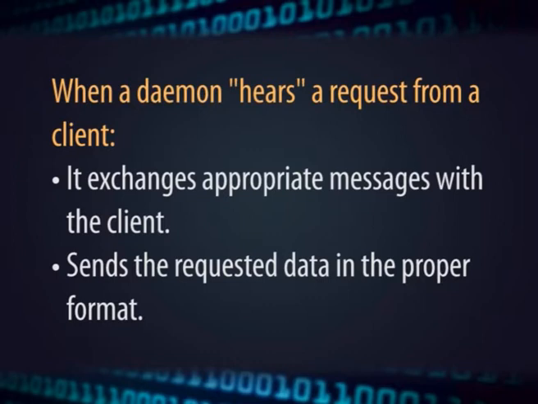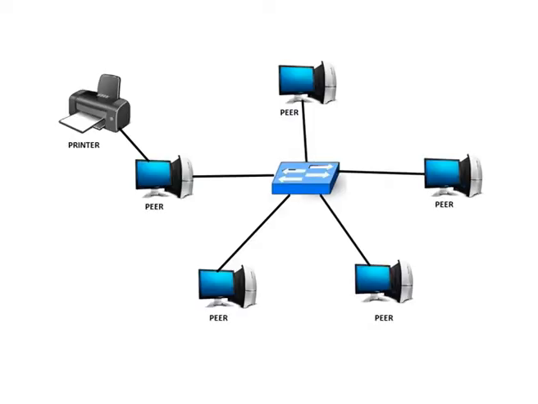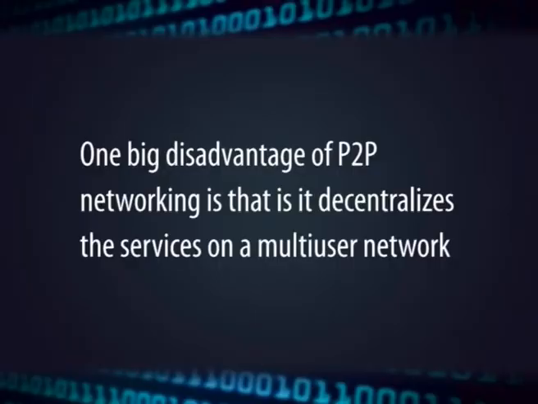in the proper format. Peer-to-peer architecture. Two or more computers are connected via a network and can share resources such as printers and files without having a dedicated server. End devices, or peers, can function as either a server or client depending upon the required service. One big disadvantage of P2P networking is that it decentralizes the service on a multi-user network. Maintaining security and access policies on a P2P network is definitely a challenge. All policies and usernames and passwords must be maintained on each peer device.